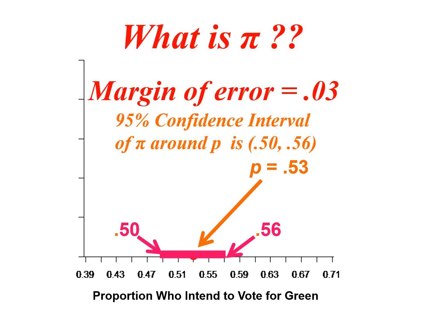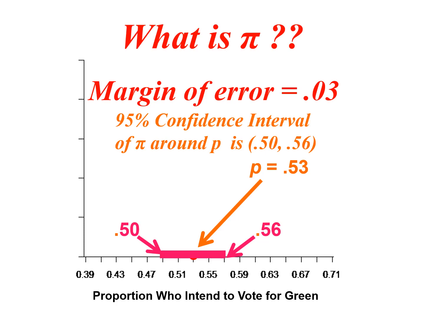In statistical terminology, we say that the 95% confidence interval of pi around p is 0.50 to 0.56. What this means is that the p of 0.53 is the best guess of pi. It's an imperfect guess, but we can be very nearly certain that the true value of pi lies somewhere between 0.50 and 0.56. That is, we can be almost certain that in the state, the proportion of voters who plan to vote for Green is no lower than 50 and no higher than 56%.